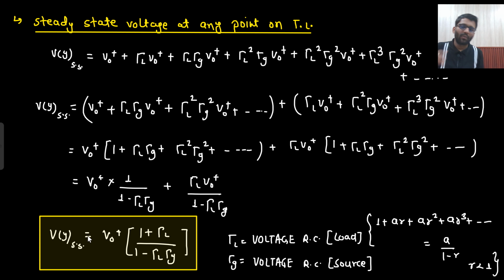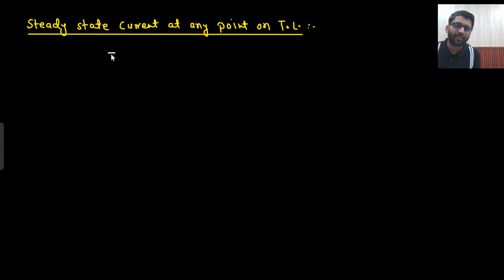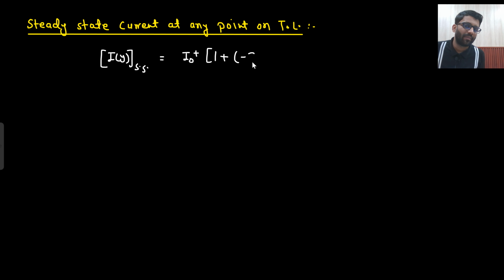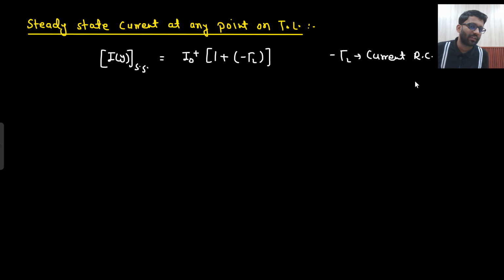Okay. Now I will write my I expression at steady state, that means the current expression at steady state at any point of the transmission line. And this is how I'm going to write it down. I naught plus times 1 plus gamma L only, but instead of gamma L, I'm writing minus gamma L. Because minus gamma L is my current reflection coefficient. And gamma L is your voltage reflection coefficient.